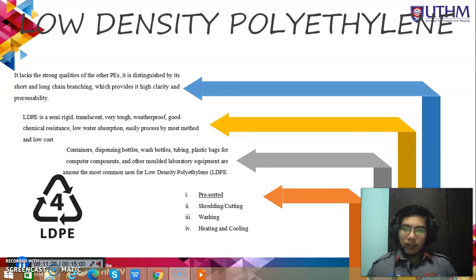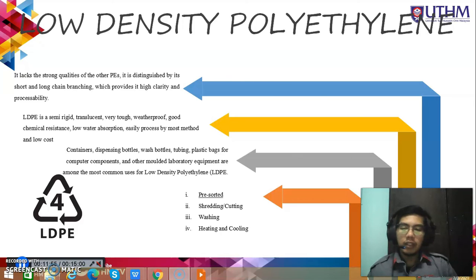Okay, there are four main processes in the low density polyethylene recycling process. First, we need to pre-sort. We need to make sure that only low density polyethylene is inside the machine and not mixed with other types of plastic. And then shredding and cutting. We shred and cut the plastic into small pieces such as plastic flakes.